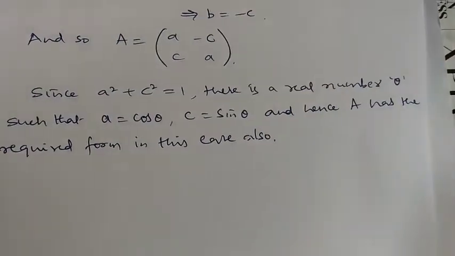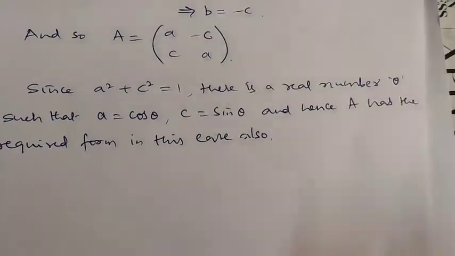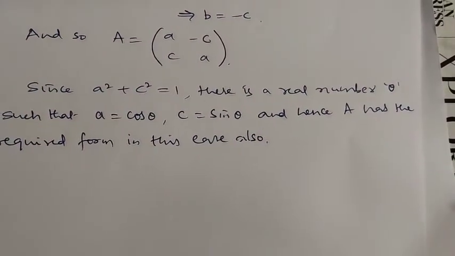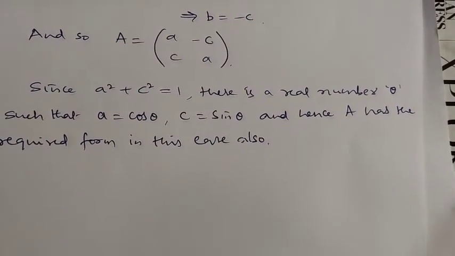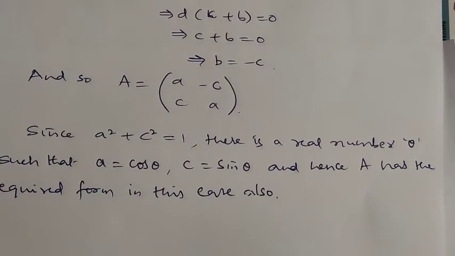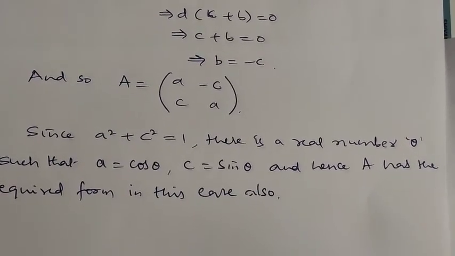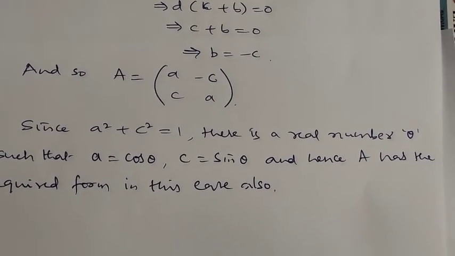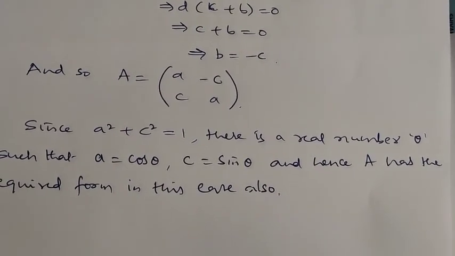That means every 2 cross 2 orthogonal matrix A with determinant of A equal to 1 is of the form cos theta, minus sin theta, sin theta, cos theta. Okay, so these are the few results for this class, and I will continue the other things in the next class. Thank you for listening.